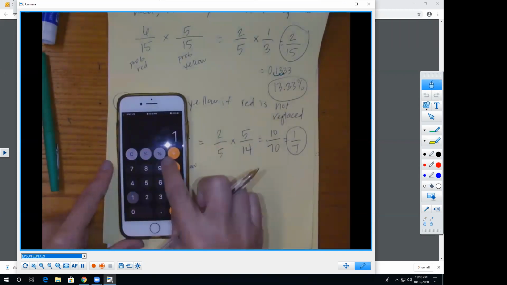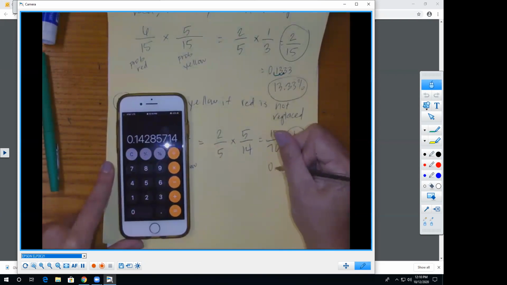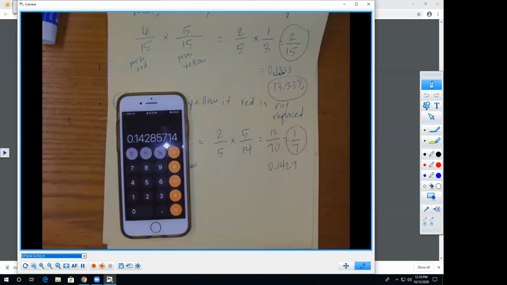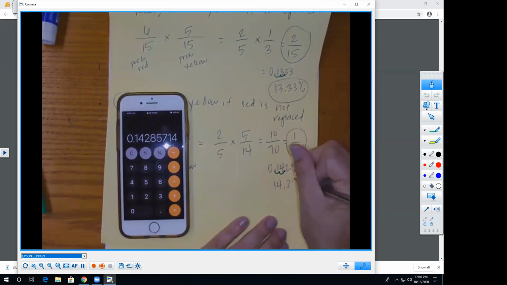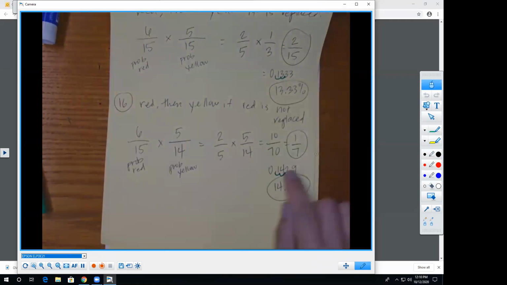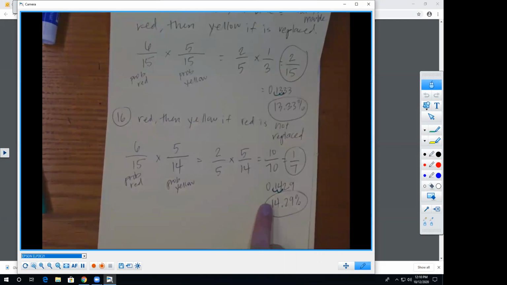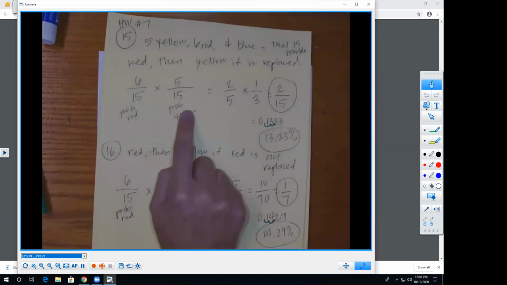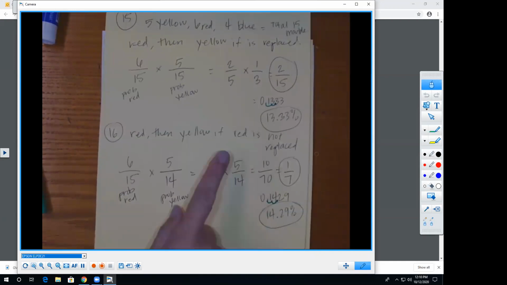And then the decimal would be 0.1429. And then for the percent, when you move it over, it's 14.29%. And it should kind of make sense that there's a higher probability of it happening if you don't put the red back versus when you do, because there are fewer marbles to choose from down here. I mean, it's not that much difference, but it's a little bit different. Does that help? Okay, so let's start off with number 2 on the review.